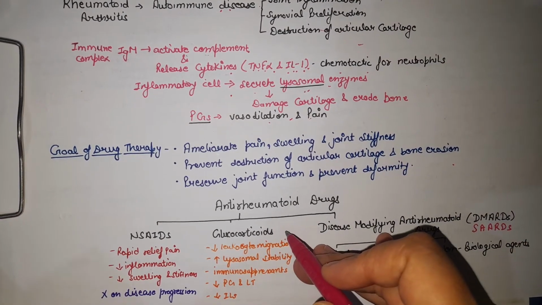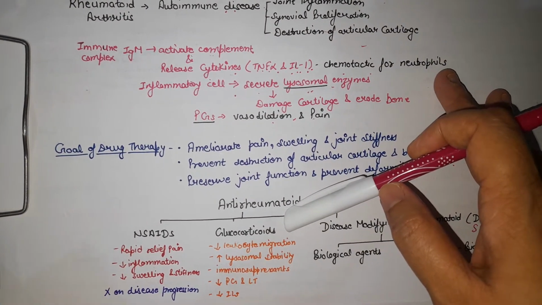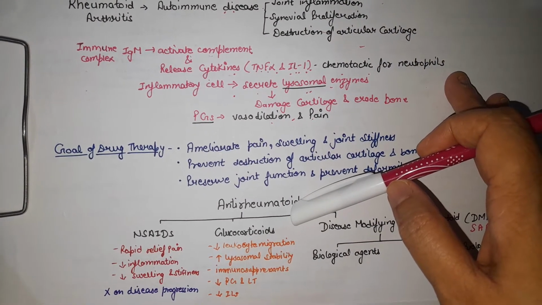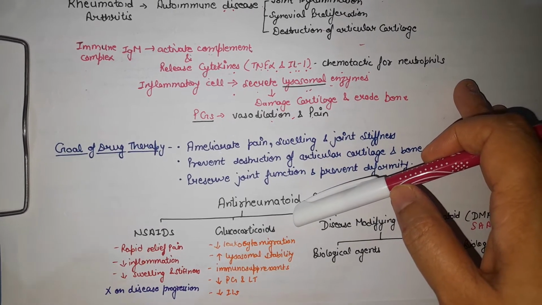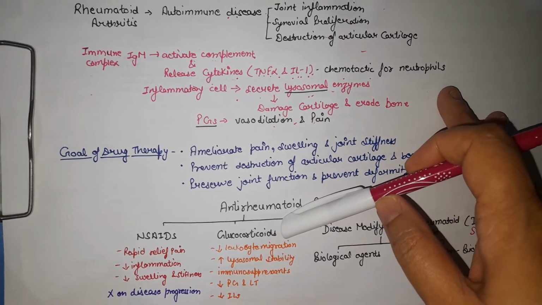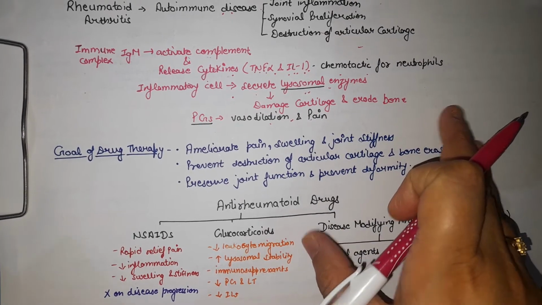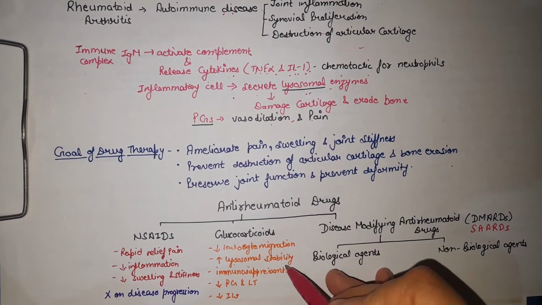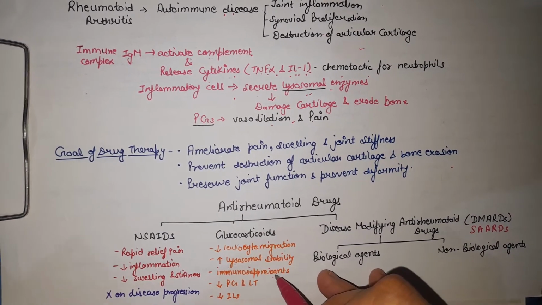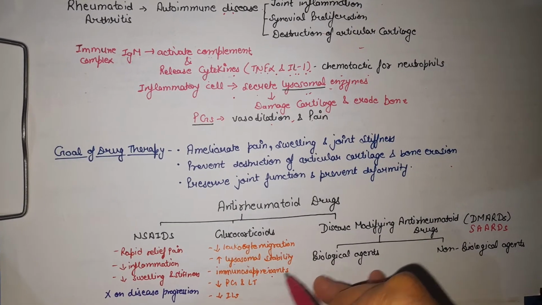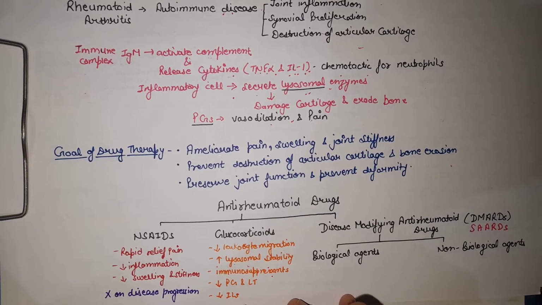Next is glucocorticoid. As we studied, glucocorticoids inhibit the enzyme phospholipase A2, so there will be no formation of arachidonic acid, and so the formation of prostaglandin, leukotrienes and cytokines will be inhibited. So glucocorticoids will inhibit leukocyte migration. Next, they also increase lysosomal stability, so there will be no damage to the cartilage and erosion of the bone. Next, glucocorticoids are strong immunosuppressants, and they inhibit the production of prostaglandin and leukotrienes and also interleukins.